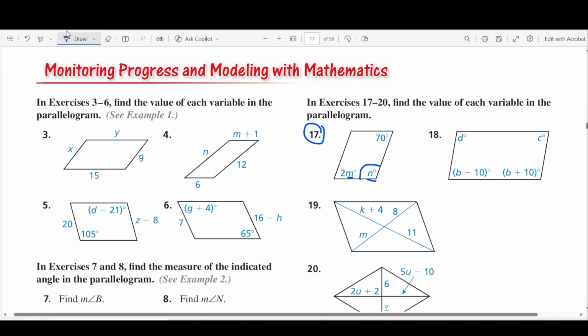Opposite, I guess. No, they are not opposite. Opposite is this and this. They are consecutive, right? This and this should add up to 180, isn't it? So how much is angle N? 90. But 90 plus 70 is not 180.